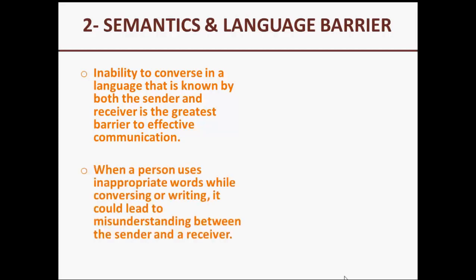So when a person uses inappropriate words while conversing or writing, this semantics, it could lead to misunderstanding between the sender and the receiver. Okay, some words in one country could mean different things. For example, I'll give you an example. In America, postpone a meeting means to make the meeting later. For example, there's a meeting tomorrow, Friday, and they postpone it to Sunday or Monday.